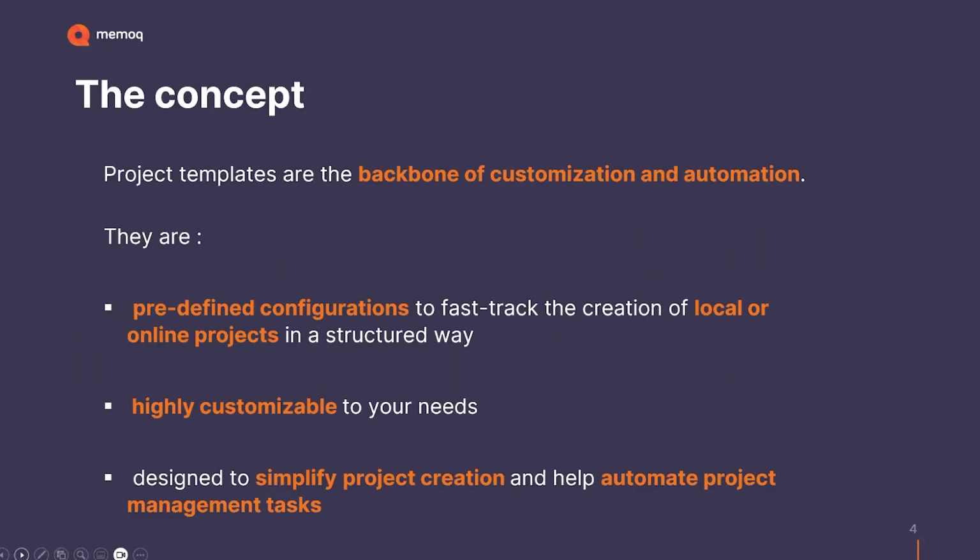Concept of project templates. If you're not familiar with project templates, they are basically the backbone of customization and automation in memoQ. They are predefined configurations that will help you to fast-track the creation of your local and online projects in a structured way. Here, it's key to remember that project templates can be used both for local projects and online projects if you work collaboratively. They are highly customizable to your needs, so you can go back in at any point and keep improving them as you need. And they are designed to simplify the project creation and to help you automate some of the project management tasks that you would otherwise do manually.